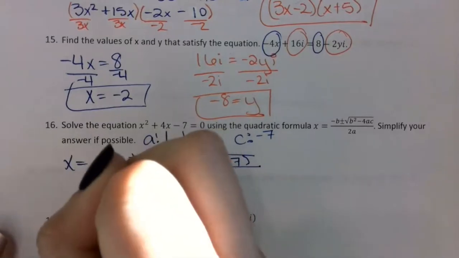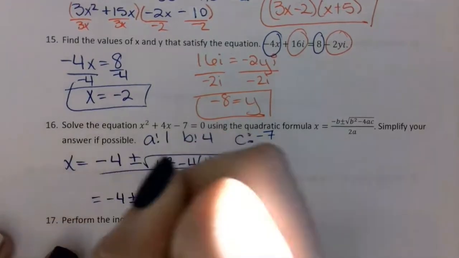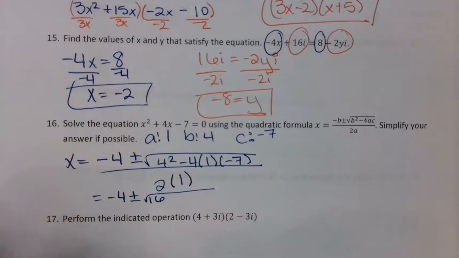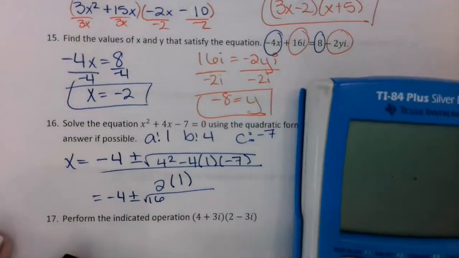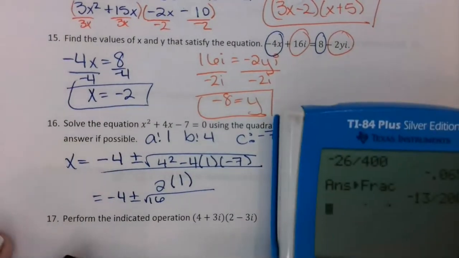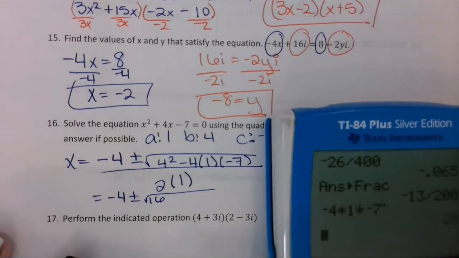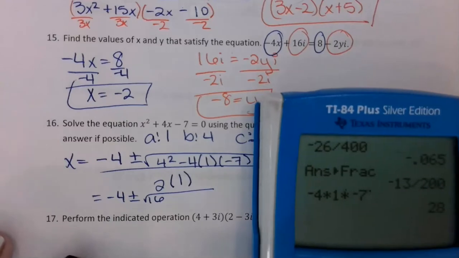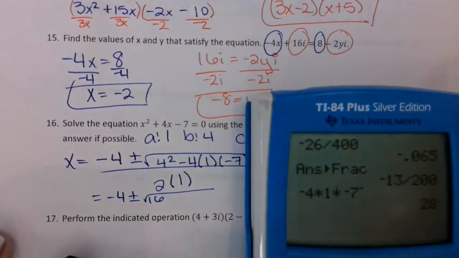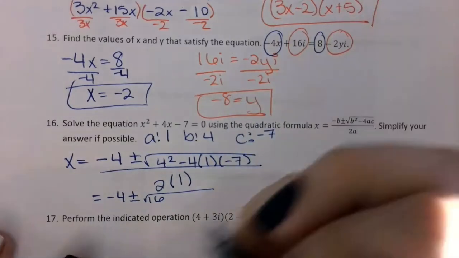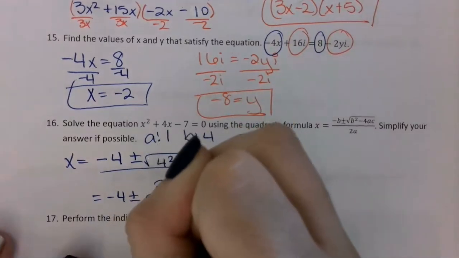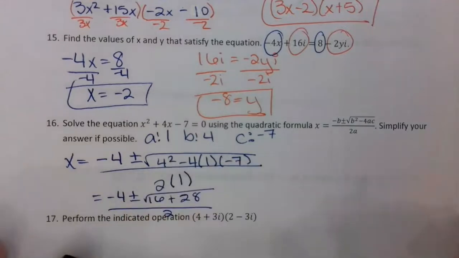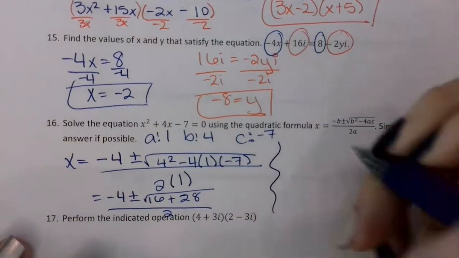And I get negative 4, plus or minus 4 squared is 16. I'm going to do negative 4 times 1 times negative 7, which gives me 28. I'm sorry, this is getting increasingly harder to see. The sun is setting very quickly. Divided by 2. Keep on simplifying.